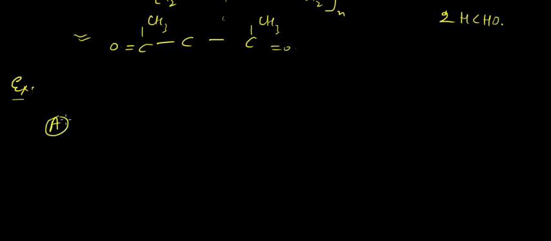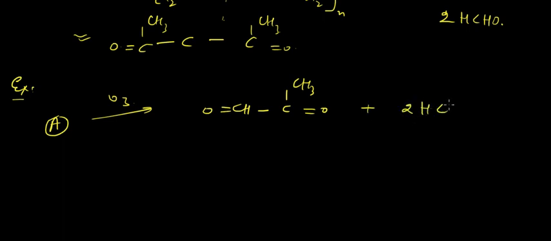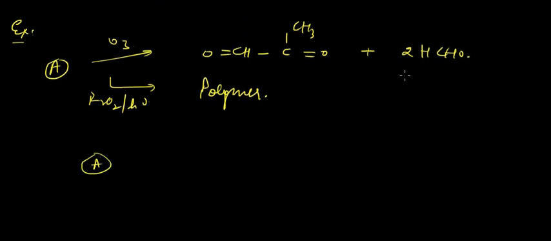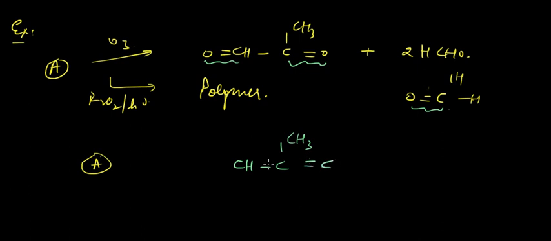Okay, next question is, from product A, on passing O3 you are getting this product, plus 2 moles of HCHO, and when you react it with R2O2, H nu, you get polymers. So what is product A? So obviously product A is, this is the CHO which is formed. Now what will happen is, we will join these two on both the sides, so we'll be getting double bond CH2. Similarly we'll be getting here double bond CH2.